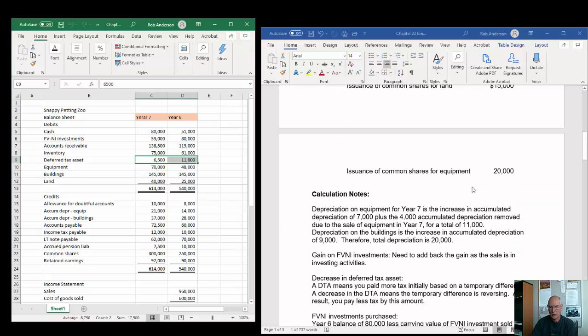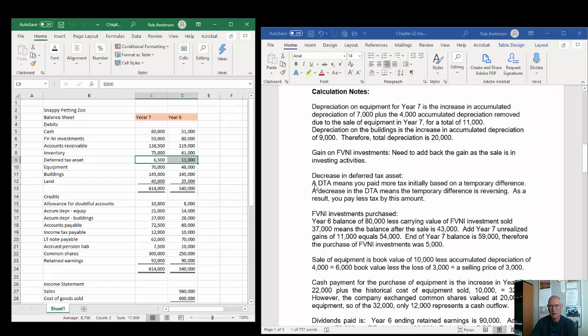So let's just kind of look at my note on tax asset. Just a reminder here, okay? A deferred tax asset means that there was a temporary difference, such as warranty expense or CCA, and you had to pay more tax because you weren't able to claim as much on your income tax as your expense was on your financial records. So we paid too much money to begin with, so to speak. When that deferred tax asset goes down, it means your temporary difference is reversing. You're now paying less tax and you're using up that deferred tax asset.